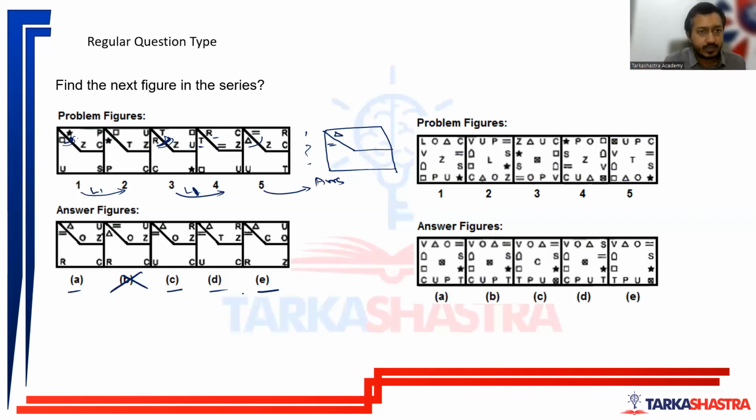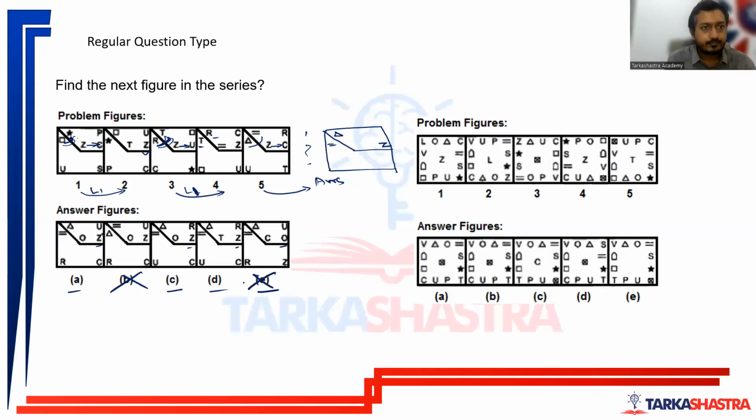Okay, next if you observe, where is Z going? Z is going from here to here, from middle to right. Okay, here also Z is going from middle to right. So here also Z will go from middle to right. So Z will come here. Now eliminate the option. So Z is there, Z is there, Z is there. Here you have O. So E option is eliminated.